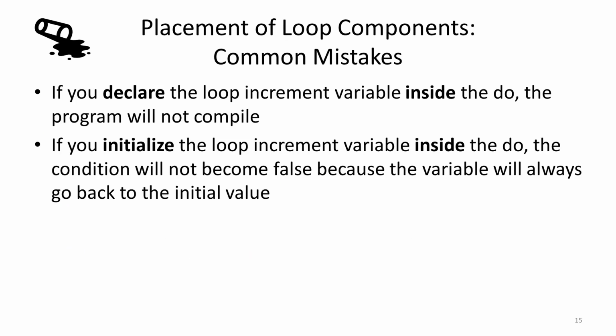Here are some common mistakes when working with a do loop. If you declare the loop increment variable inside the do, the program will not compile. This has to deal with variable scope, which we will talk about towards the end of this lecture. If you initialize the loop increment variable inside the do, the condition will not become false because the variable will always go back to the initial value. The state of the loop increment variable is essentially reset, rendering the modification useless.